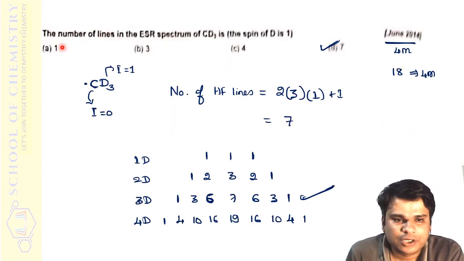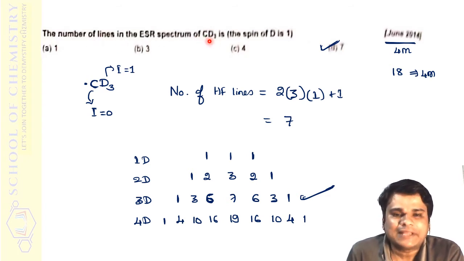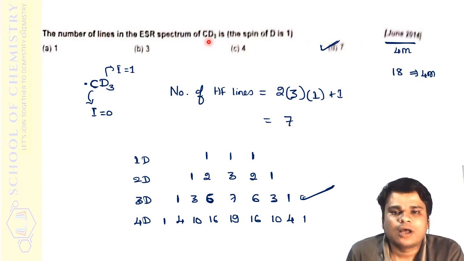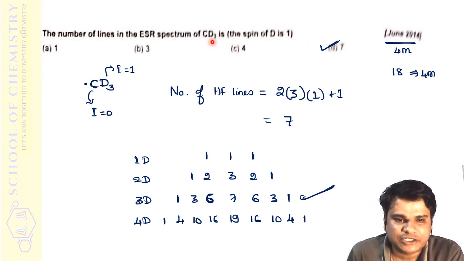Right. So the second question is the number of lines in the ESR spectrum of CD3, the deuterated methyl radical they have given. In the case of the deuterated methyl radical, how many lines do you expect in the hyperfine structure of the EPR spectrum? That is the question. Again very simple, one unpaired electron is there, and that has to couple with 3 deuterium atoms. And for deuterium, they have given that I is equal to 1.